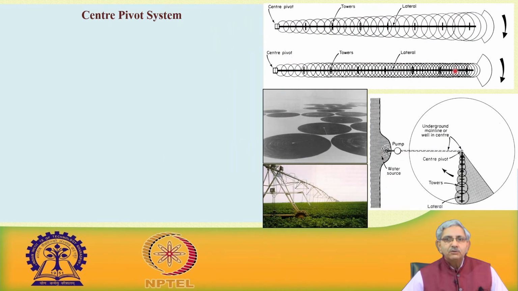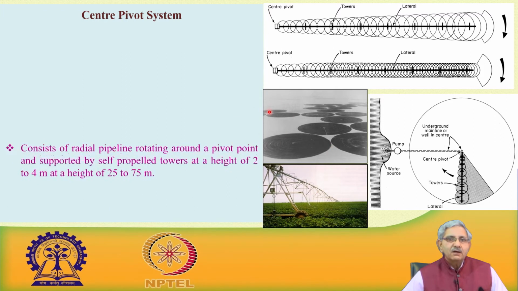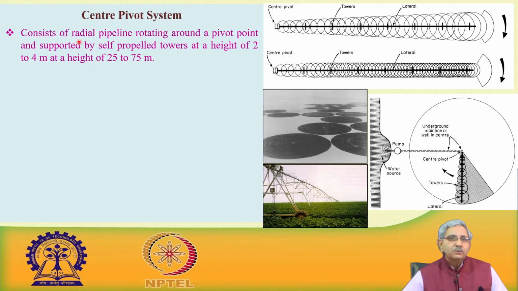So, here what you see, this is a central pivot system. You can see here how the circular irrigation is being given. The only problem with the central pivot system is that if the field is rectangular in shape, then the corners are not irrigated.